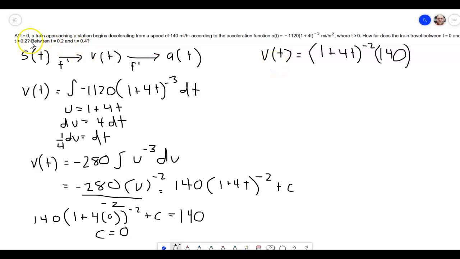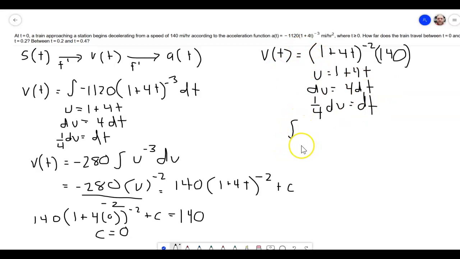So now I have my velocity function here, and now I still need to end up getting my position functions. I still need to do another antiderivative here. So I'm going to let u equal 1 plus 4t again, and that's going to make du equal to 4 times dt, and then 1/4 du is equal to dt.